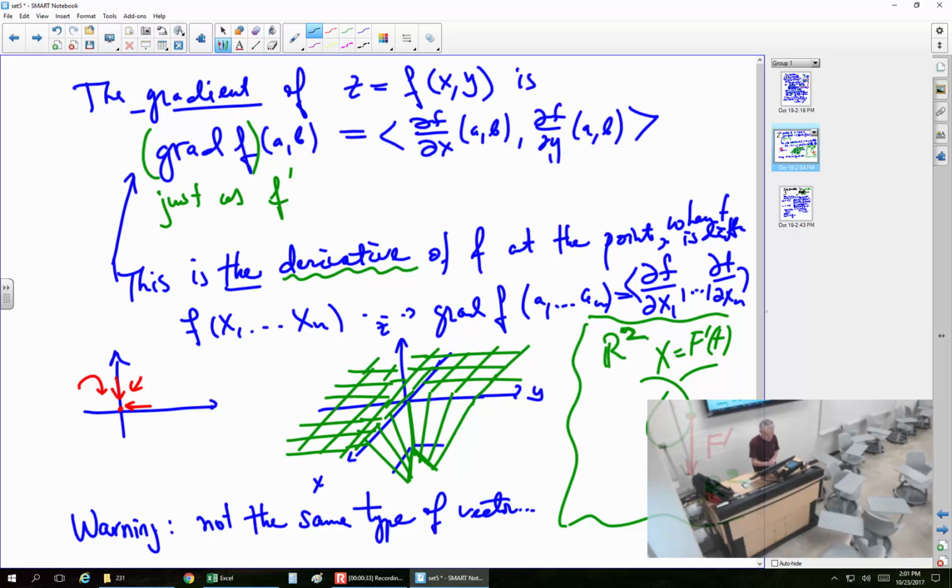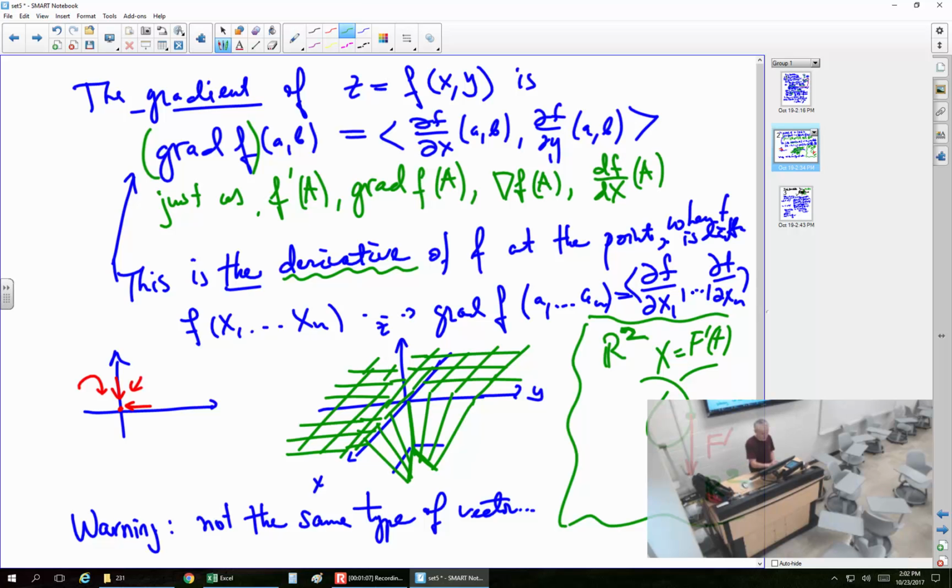So f prime of, let's go high dimensional, f prime of say a. Okay. So grad_a f of a. And then f prime, like in calculus 1. Grad, the del, the nabla symbol. This one is very popular. And I think I could even use this, df/dx of a. Okay, so I got 4.